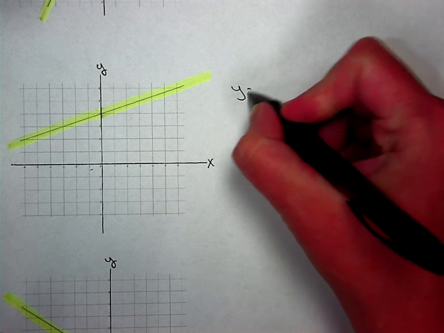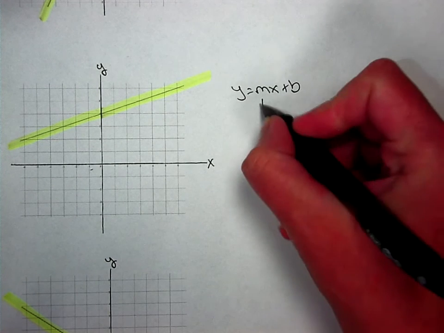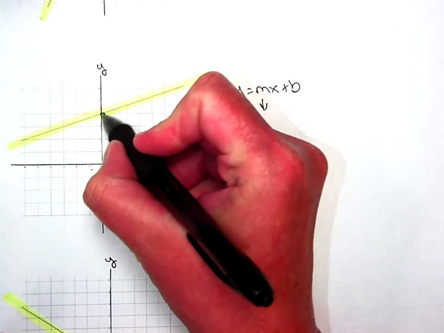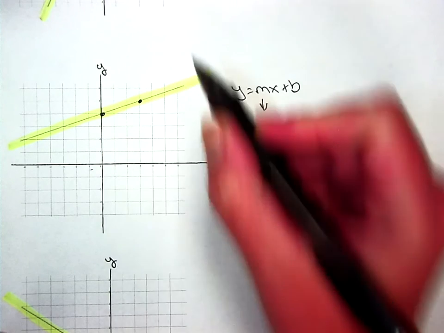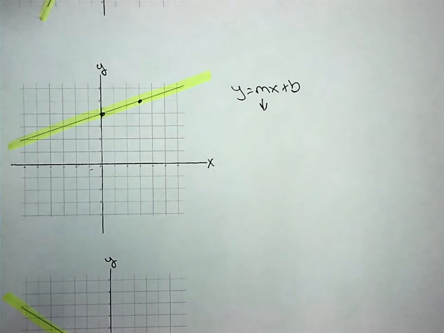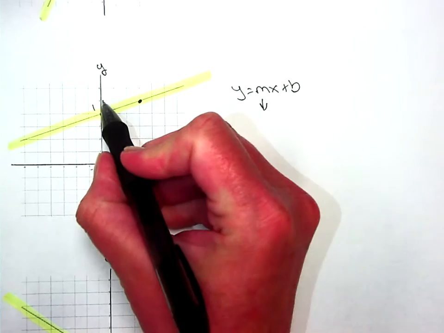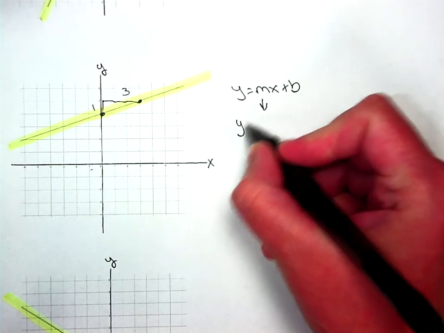Next one. Y equals mx plus b. M is your slope. Right, so I have a point right there. And then when I look in the background, it's also crossing right there at an intersection. So I went up 1, 2, 3, and over 3.